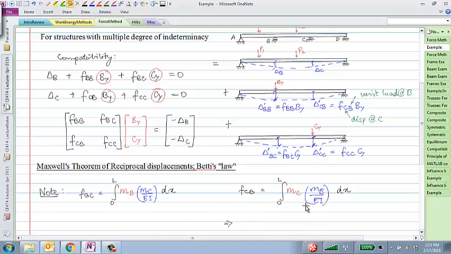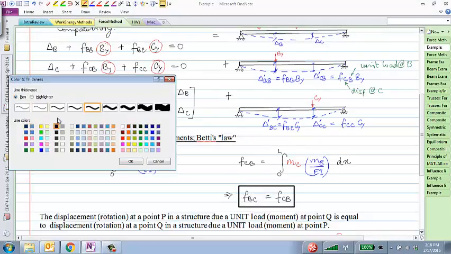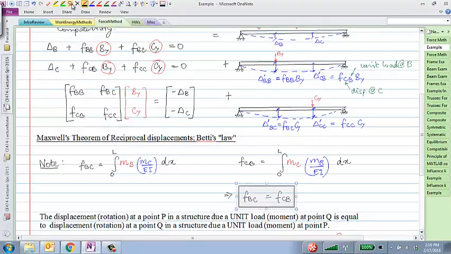Mathematics doesn't know color, so these two expressions are exactly the same, right? Which means that FBC is equal to FCB, and that is a fundamental relationship that allows us to say that this coefficient matrix, the flexibility matrix, would be symmetric.